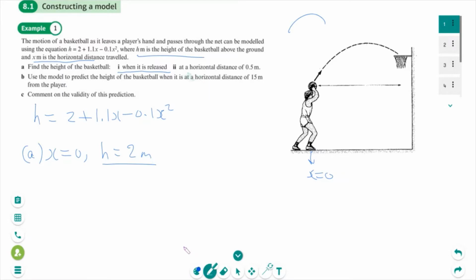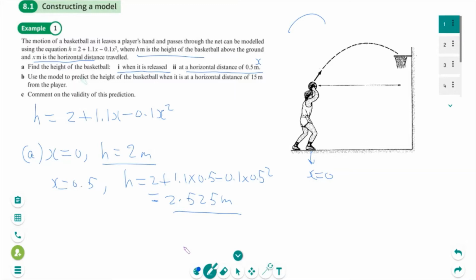Find the height of the ball at a horizontal distance of 0.5 meters. So this is telling you x is equal to 0.5. You do the same thing: you put x equals 0.5 into the equation, and you work out the value of h. 2 plus 1.1 times 0.5 into a calculator. That gives you a height of 2.525 meters above the ground. So it could be over here somewhere to the right.